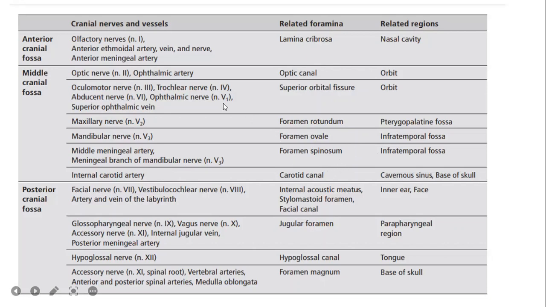So these are just the vessels and nerves found within a specific part of the cranial fossa. You can take at least some 5 seconds to review those elements or structures found within the cranial fossa.